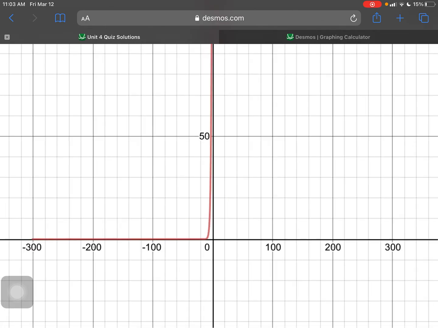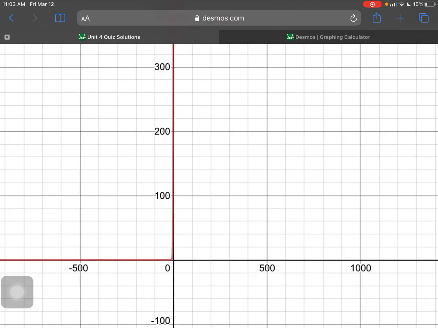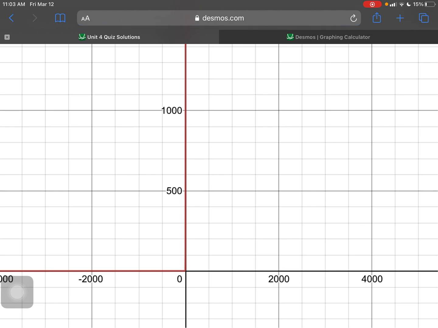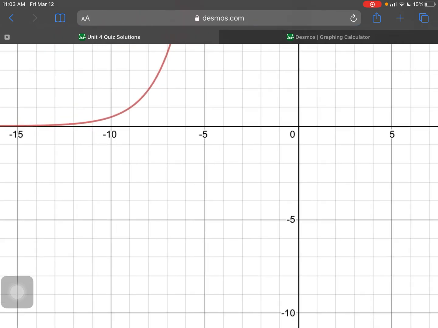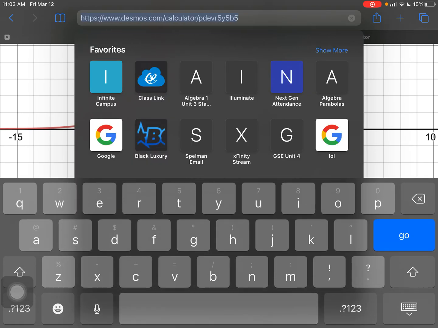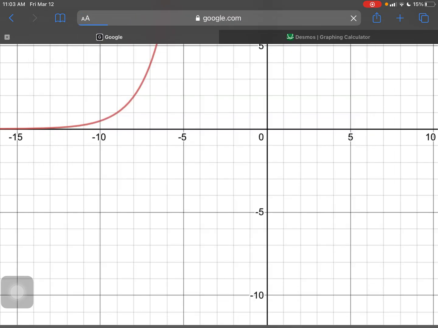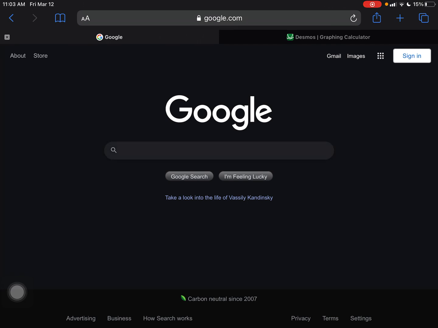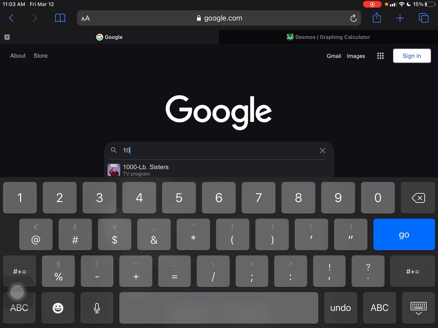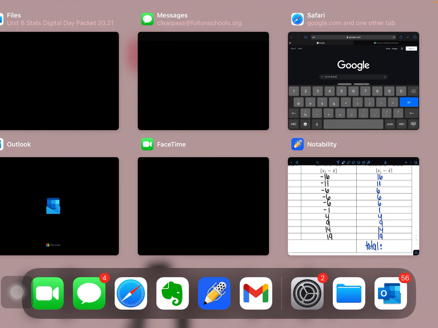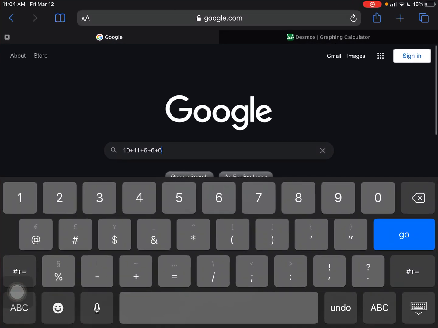I really do not like this, you guys. Okay, let me zoom. I don't even know what this graph is doing. Okay, I'm just going to type it into Google. We got 10 plus 11. 1, 4, 9, 14, 19.